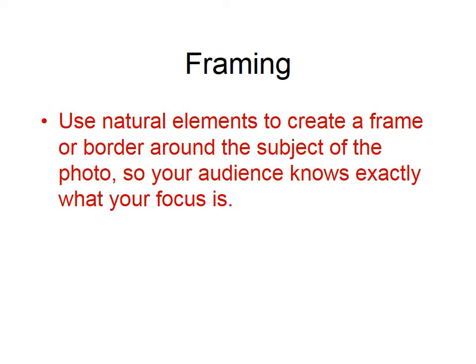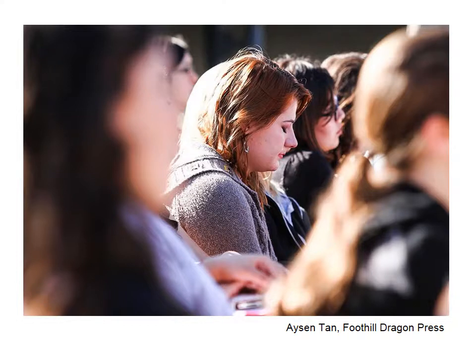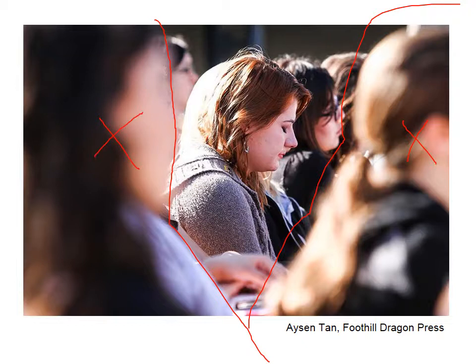The next device is framing, which we just talked about. This is using natural elements that already exist in the scene to create a frame or a border around your subject. Example, this was taken with a digital SLR camera because it is very difficult to get cell phones to do this. In this case, the blurry people, we can't really see their faces, but they're acting as a frame. They're telling the audience, this is what I want you to look at.